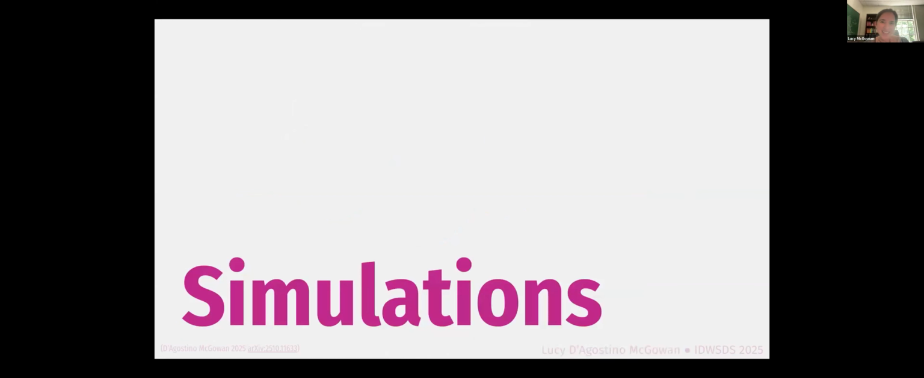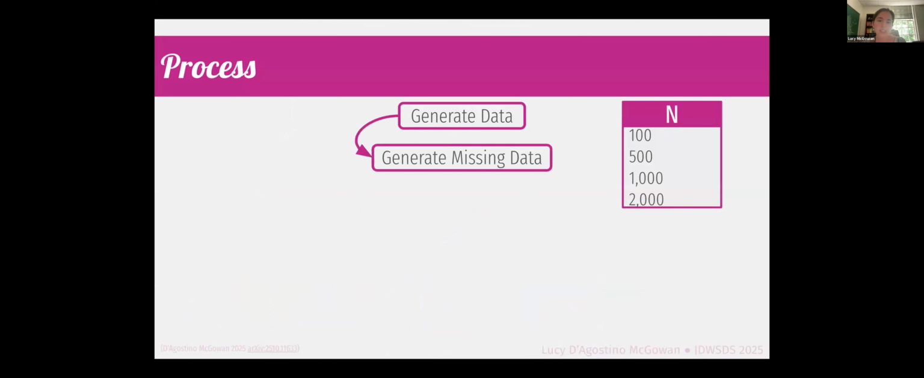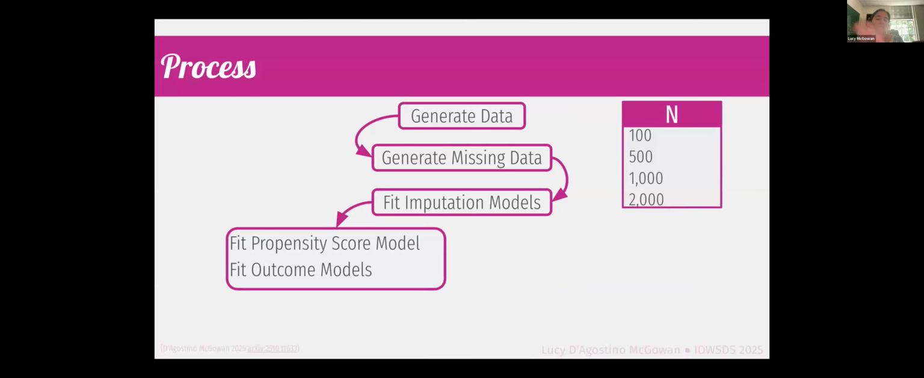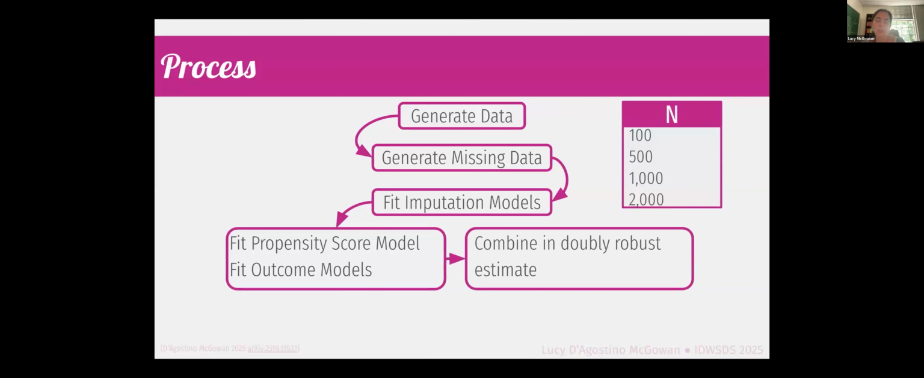Okay, so let's do some simulations. That's the theory of why you want to do it like this. I'm just going to show some simulations to briefly show what can go wrong if you don't. So the process that I went through, I generated data under 4 different sample sizes from 100 to 2,000. And then from that, I generated some missing data, fit the imputation models, fit the propensity score model and outcome models, and combined them into this doubly robust estimate.